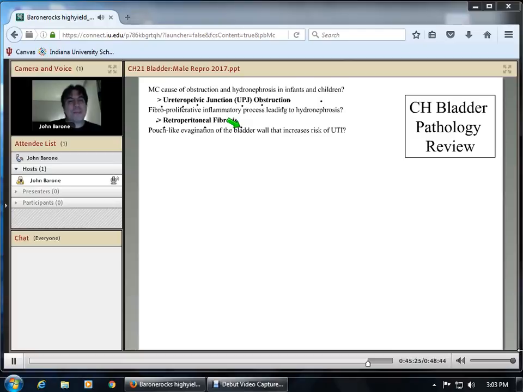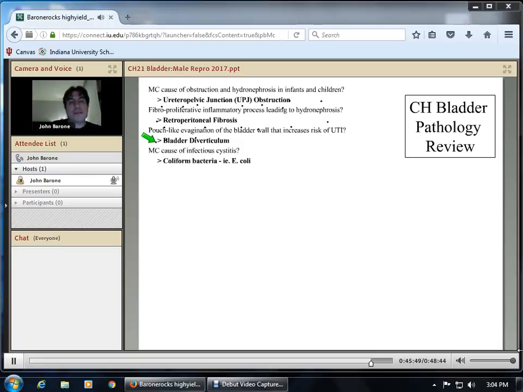All right, how about this? Pouch-like evagination of the bladder wall that increases the risk of urinary tract infections. Little outpouchings, little diverticuli, you mean? Yep, bladder diverticuli. Urine just sits there like a culture plate. You can get UTIs. And again, that's often due to backup at high pressure, like BPH. BPH, urine can't get out, pressure backs up.